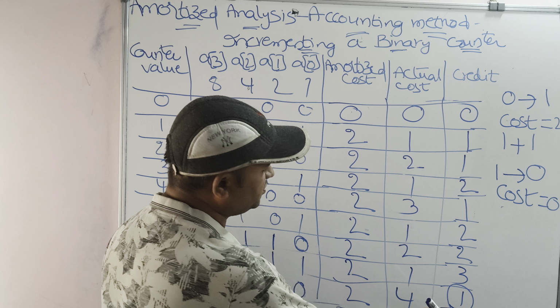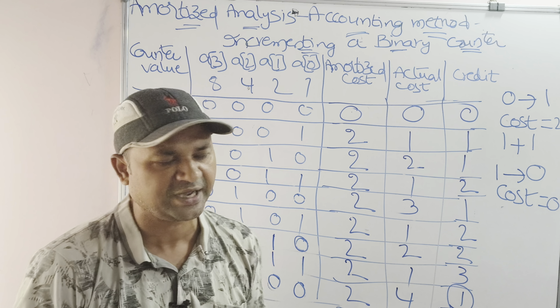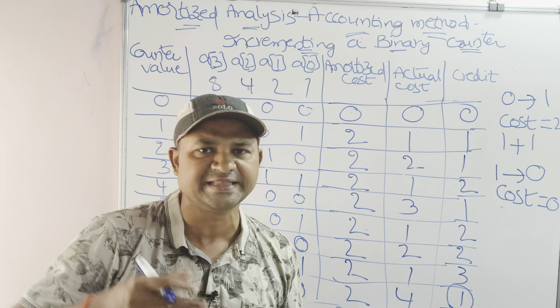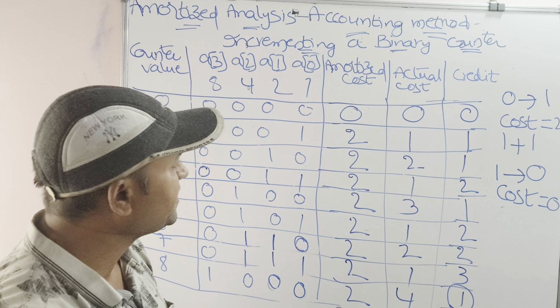So here what is the last credit? 1. So 1 means it is a positive number. So there is no problem. Okay. Here the credit must always be either equal to 0 or greater than 0. Okay. Now let us find the amortized cost.